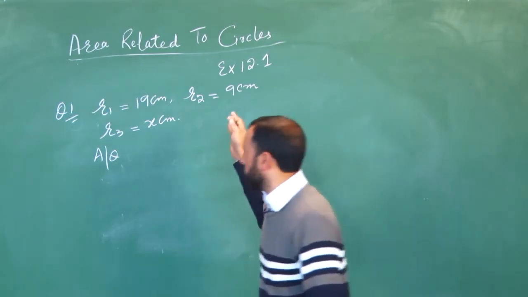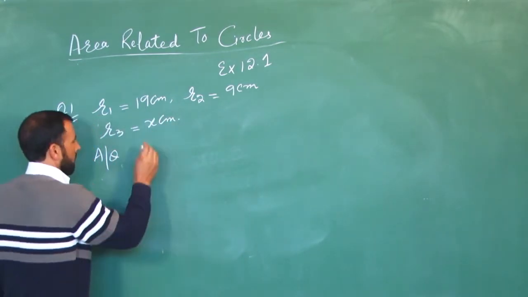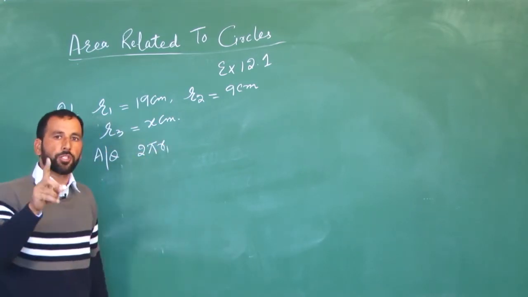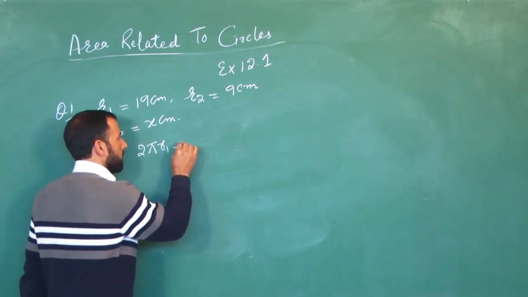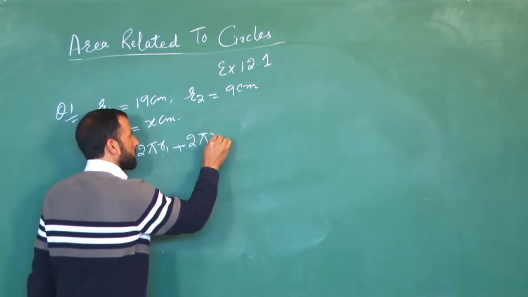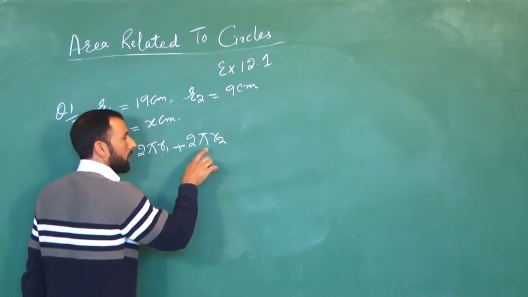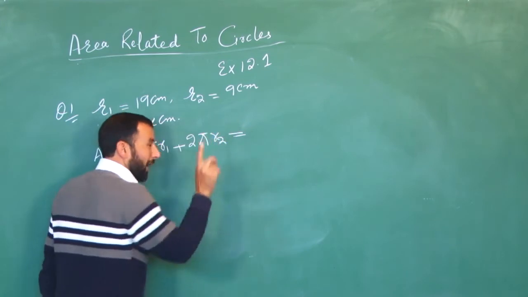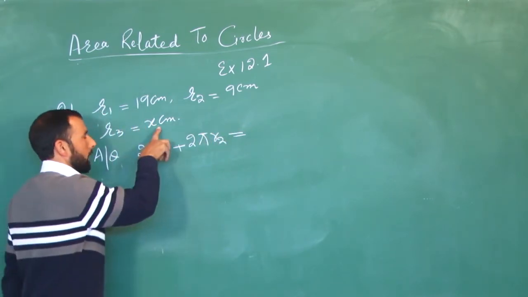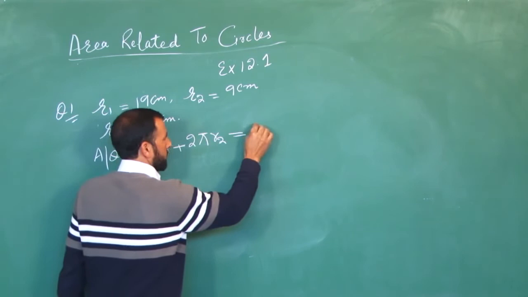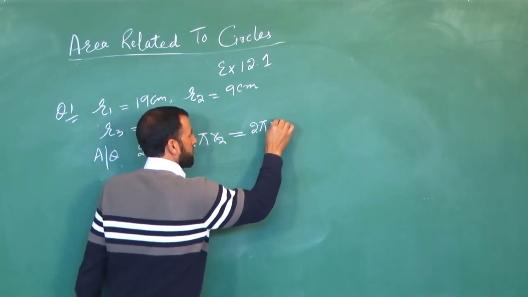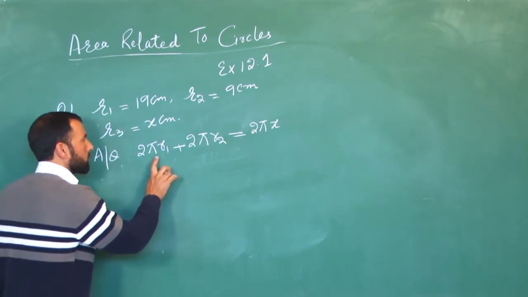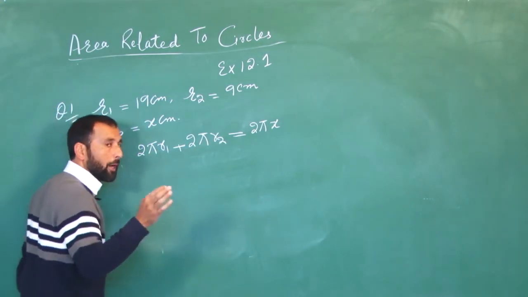So according to the question, the circumference of the first circle is 2 pi r1. Why do we use r1 here? Because it is the radius of the first circle, plus 2 pi r2, the circumference of the second circle, is equal to the circumference of the third circle. The radius of the third circle we put as x centimeter. So the circumference is 2 pi into x. Now, what is common in both? Clearly 2 pi is common.